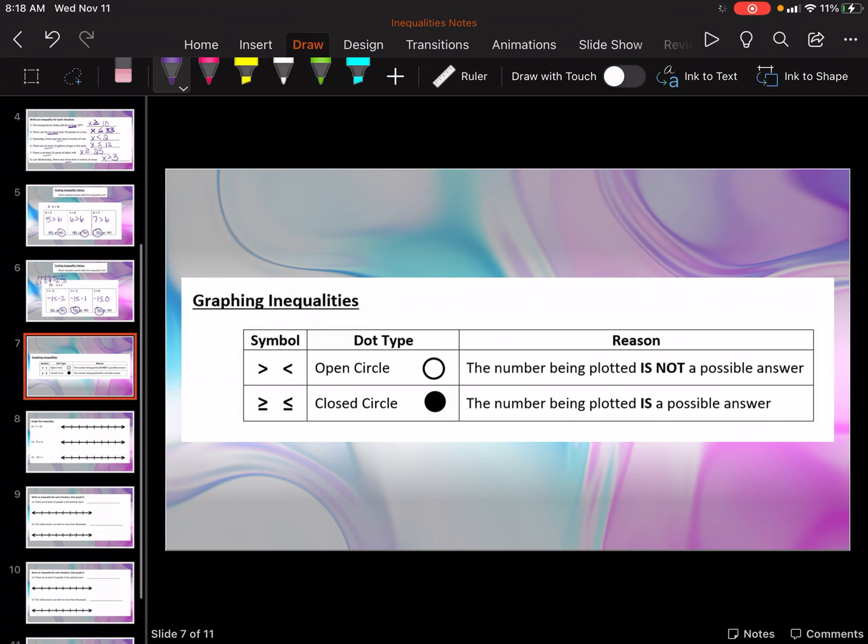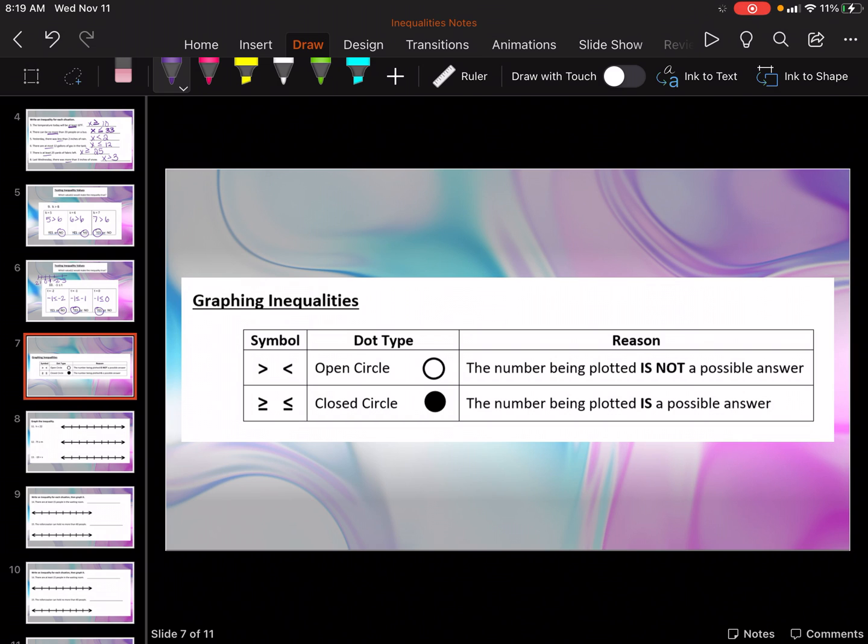So now let's talk about graphing. When you're graphing these, you're going to put a dot at the number, okay? It's either going to be an open or closed circle. If it's an open circle, that means it's not equal to that number. So that's just going to be a greater than or less than. If it could be equal to, it's going to be a closed circle, meaning it could equal that number, okay?